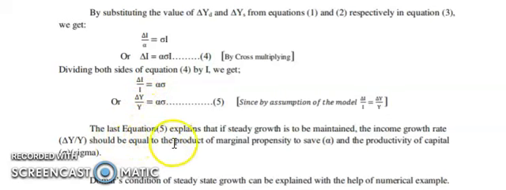The last equation, equation number 5, explains that if steady growth is to be maintained, the income growth rate, delta Y by Y, should be equal to the product of the marginal propensity to save, alpha, and the productivity of capital, sigma. Delta Y by Y equals alpha into sigma.